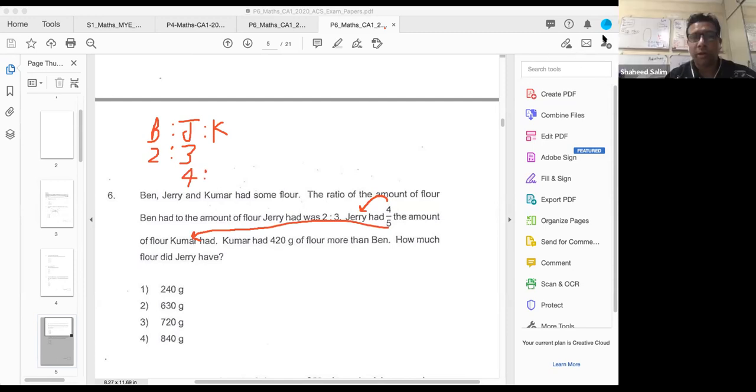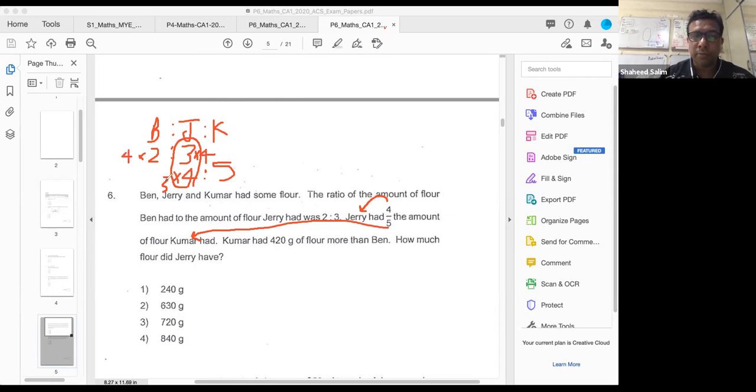Mr. Shaheed, your mic is mute. Yes. I've been talking to you, Ilhan, and I didn't know it was off. So sorry. Okay, so Ilhan, if you have something like this, Jerry had 4/5 the amount Kumar have. 4 is for Jerry, 5 is for Kumar. So we can write now 4 is to 5 here. So now this one we got to make it the same. So how to make it the same? Well, this one you can times by 3 to make it 12. This one you can times by 4 to make it 12. Then it becomes the same, see? But if you times this by 4, down here also must times 4.